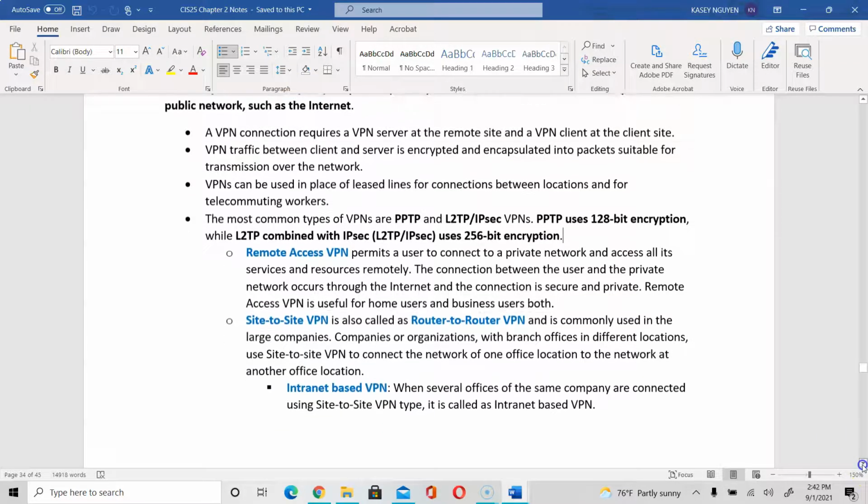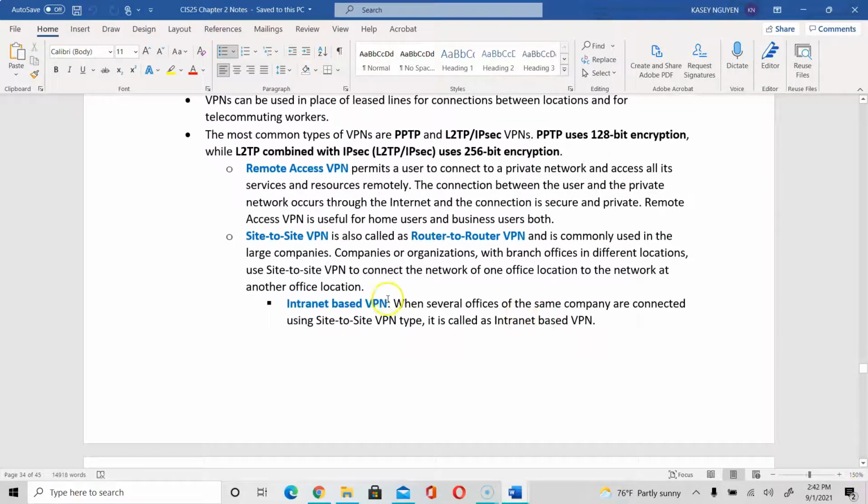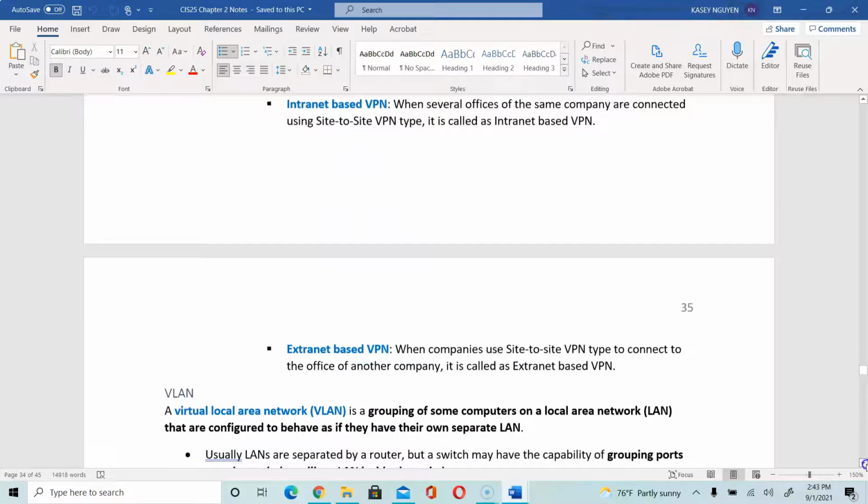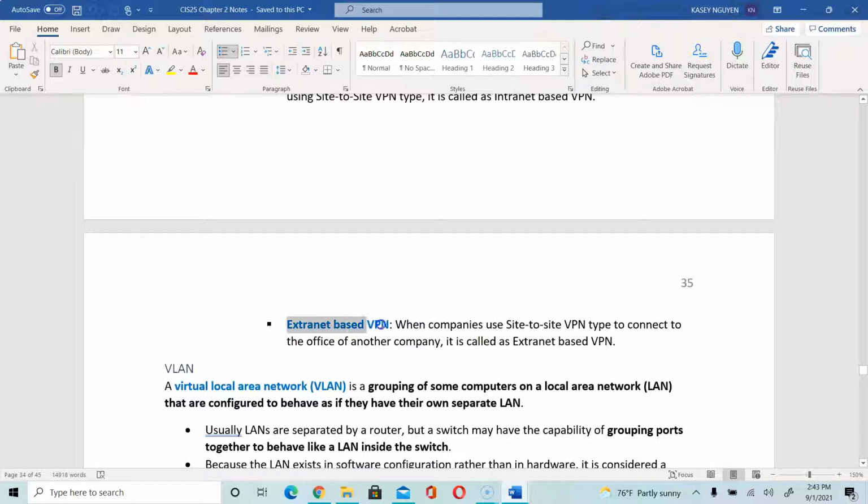Some businesses will use an intranet-based VPN, where I would be able to connect into my work and then be able to use my system at work remotely. And then the other type of service you would see would be remote access VPN. You would then connect to a website, and that would be an extranet-based VPN.